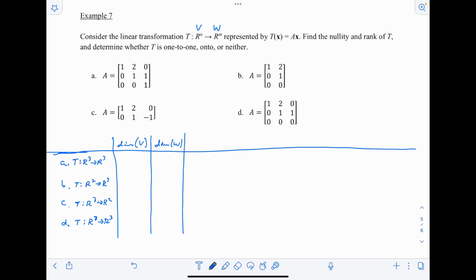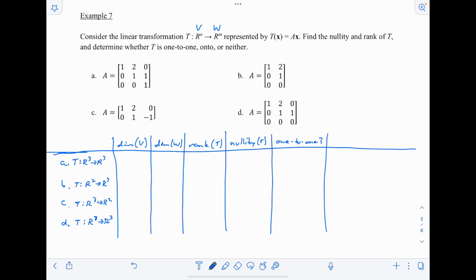And then we're going to find the rank of T. That's one of the things that it asked us to find, was rank of T. And we're going to find the nullity of T. That was another thing it wanted us to find. And then we need to determine whether or not this is 1-to-1 and or onto. So is this 1-to-1? And is this onto? Question mark.